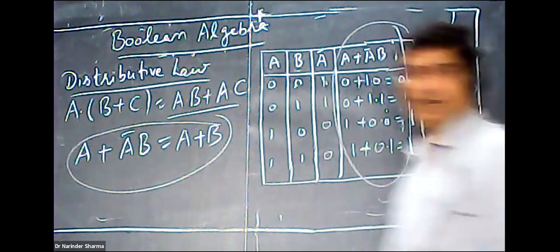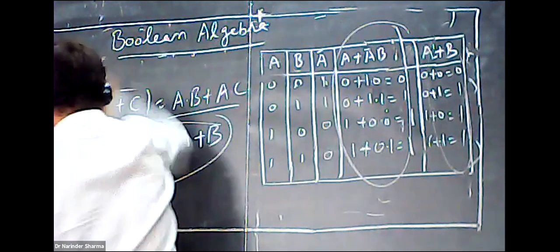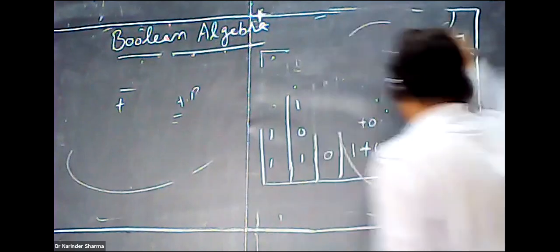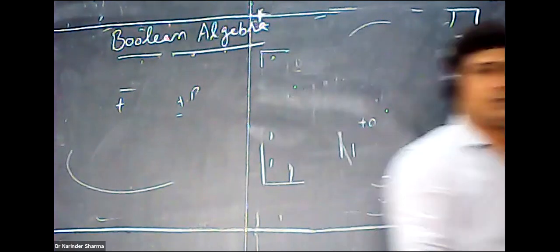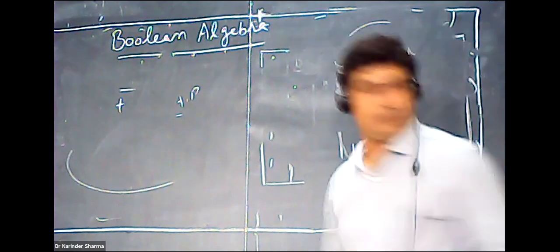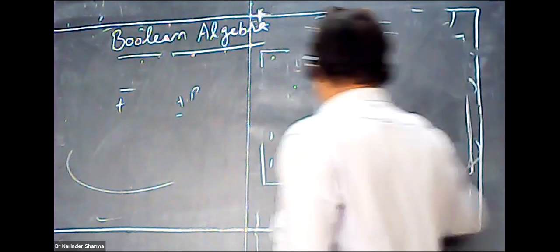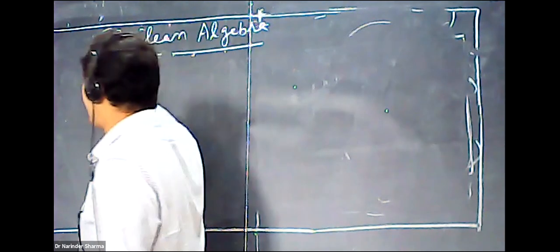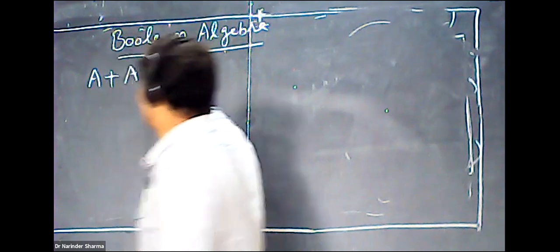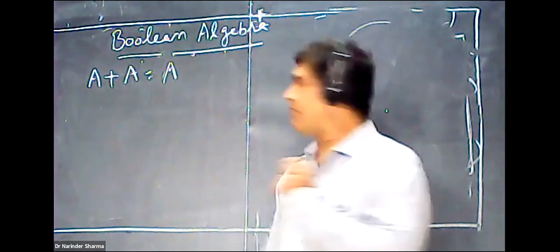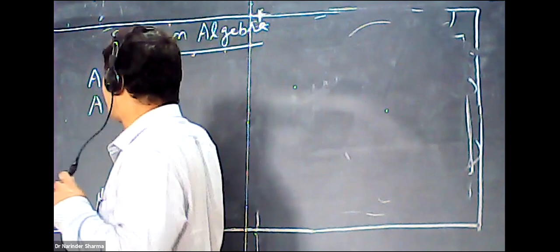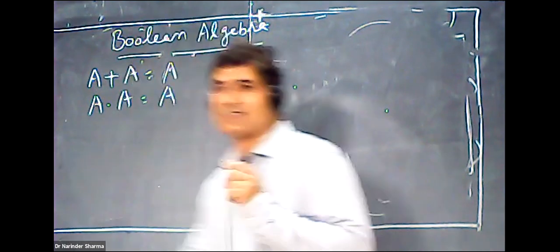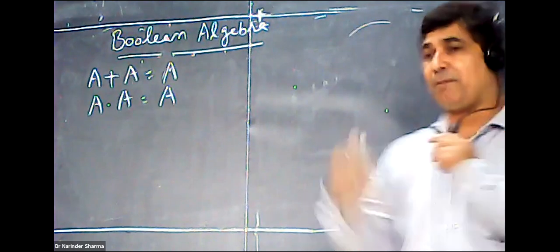Next is identity law. What is the identity law? A Boolean variable A is treated with A. Identity law for the addition, identity law for the multiplication. If I add A to A, it will result as A. If I multiply A with A, it will again result as A. This is the identity law. We can also prove it by the truth table method.